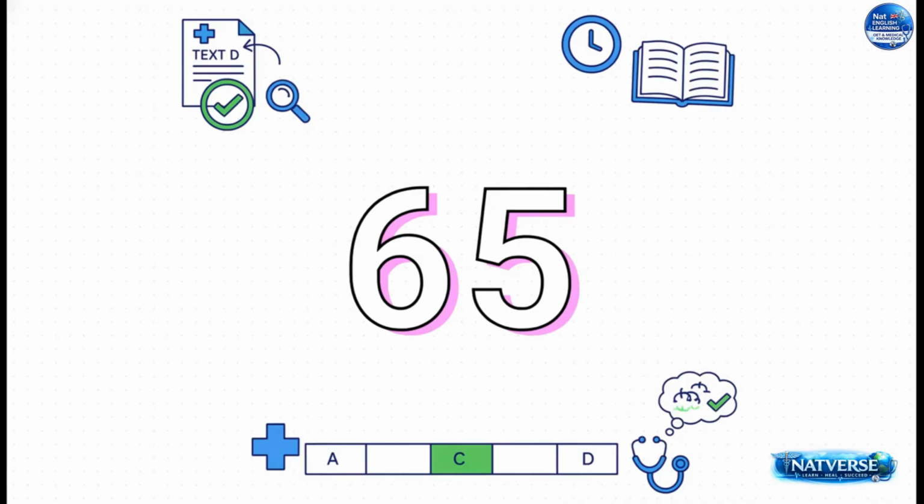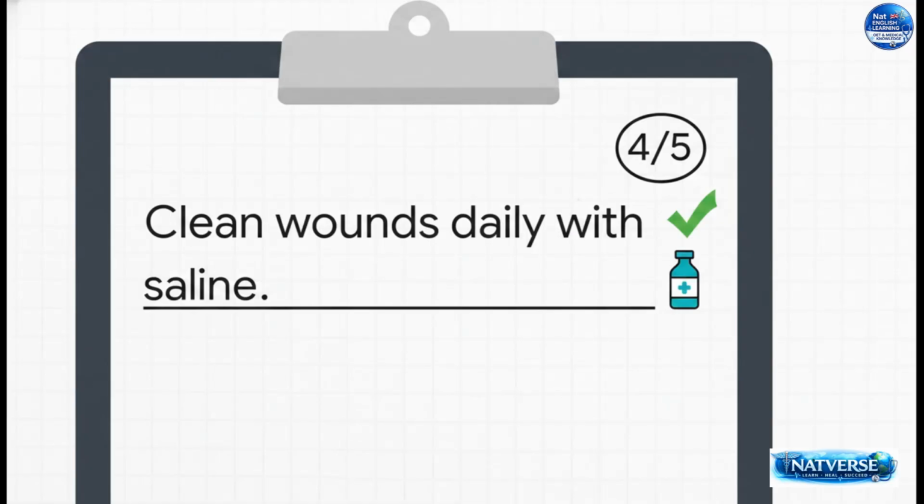Question 4 is 65. Remember that numbers count as words in the OET, and this was extracted exactly from the case study in text D. Because you mapped the texts early on during Hack 1, you knew instantly that a specific patient detail like an age would only be found in the case study. You didn't even need to waste time looking at texts A, B, or C. And finally, the sentence gap is filled perfectly by the word saline, straight from text C's guidelines. The sentence read, clean wounds daily with, and the text perfectly mirrored that instruction.